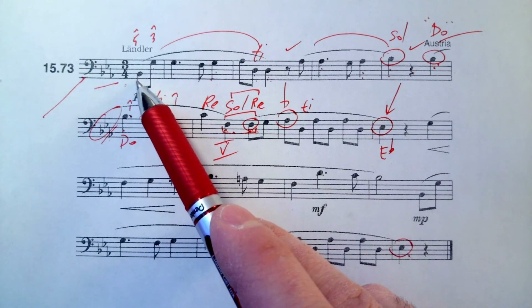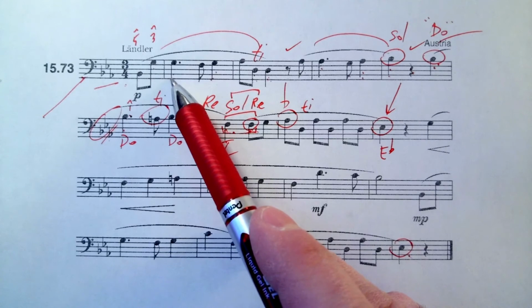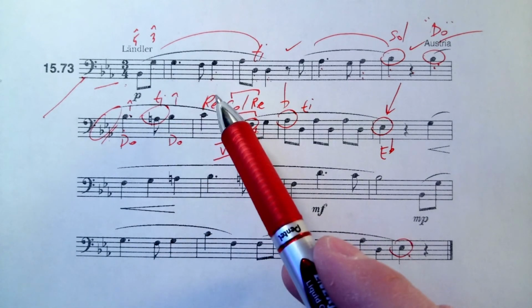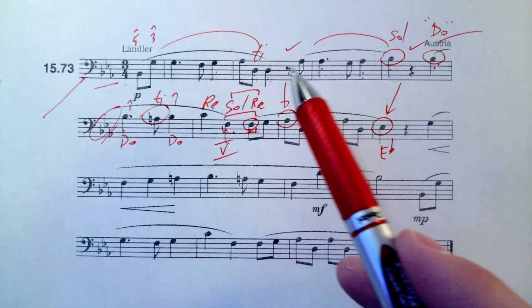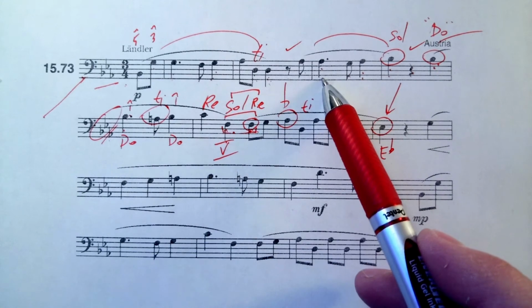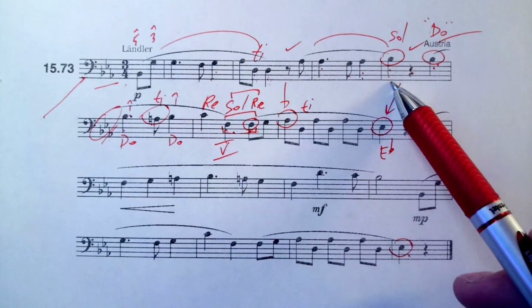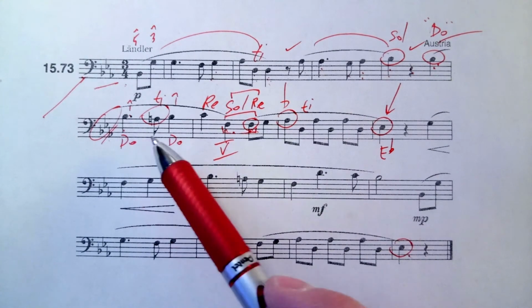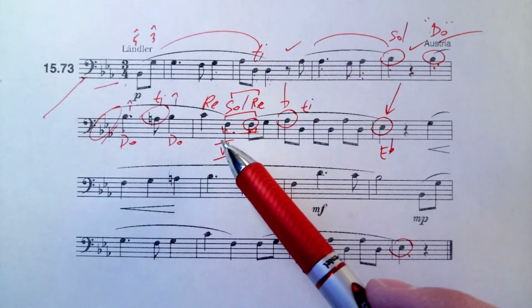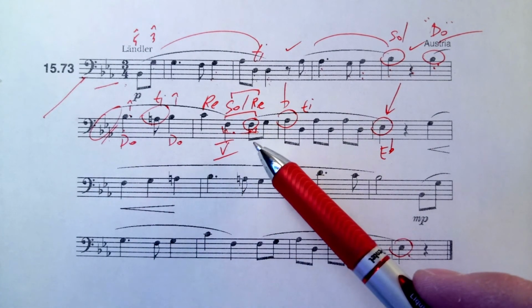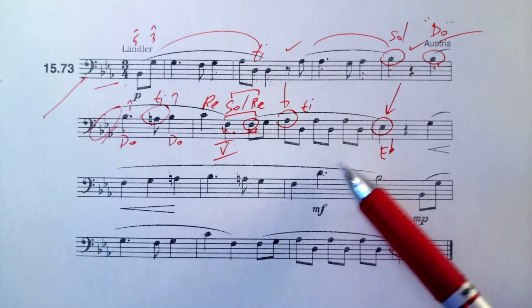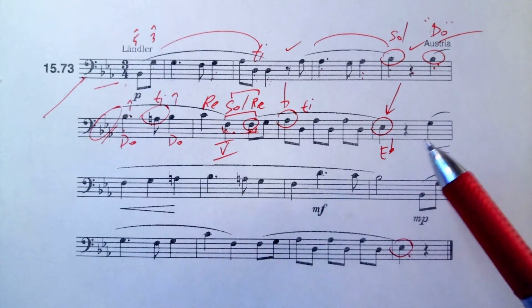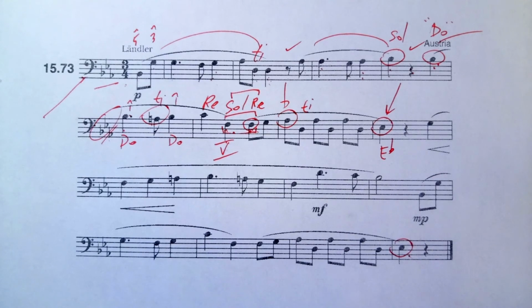Sol, mi, mi, re, mi, fa, ti, ti. Fa, fa, mi, fa, sol. Do, do, ti, do, re, sol. Re, mi, fa, ti, fa, ti, fa, ti, do. So there's our return back to E flat major.